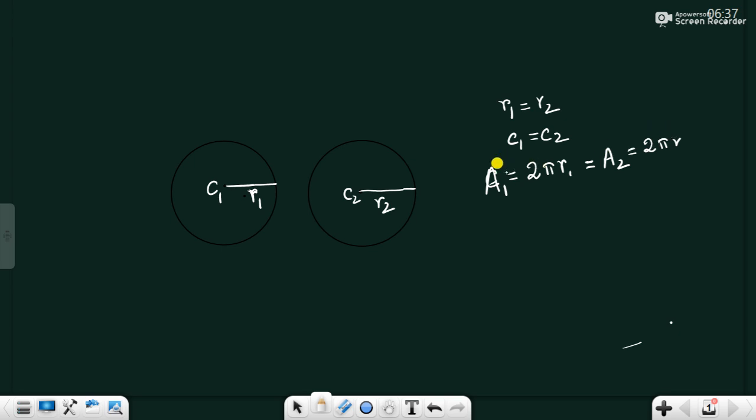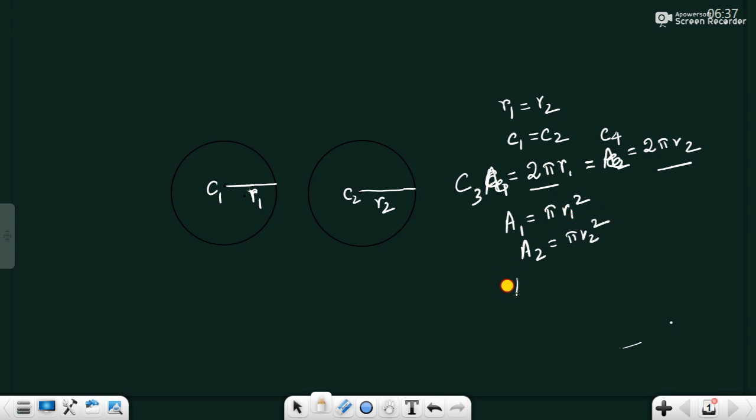Suppose we find the circumference of the second circle. It can be represented as C2, equal to 2 pi R2. That means their circumferences are equal, right? And not only that, if we compare the areas, the area of a circle A1 is pi R1 squared, and the area of the circle A2 is equal to pi R2 squared.